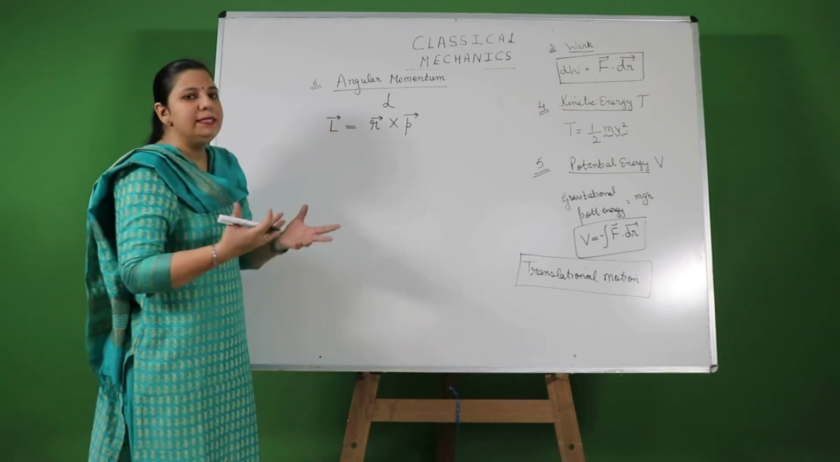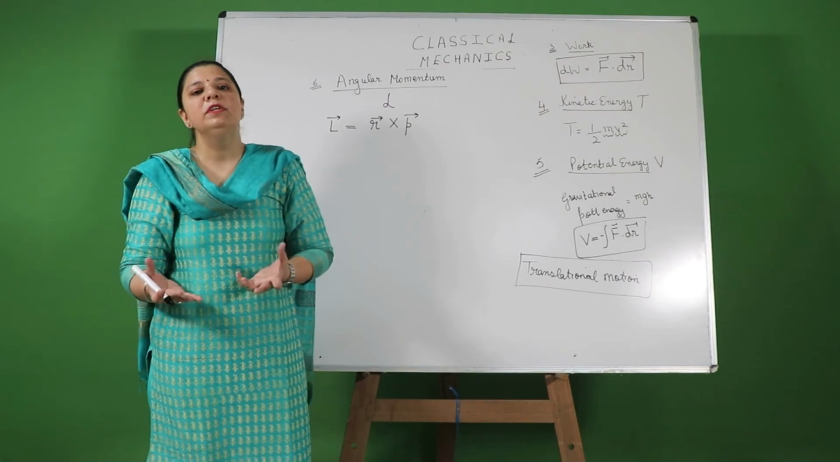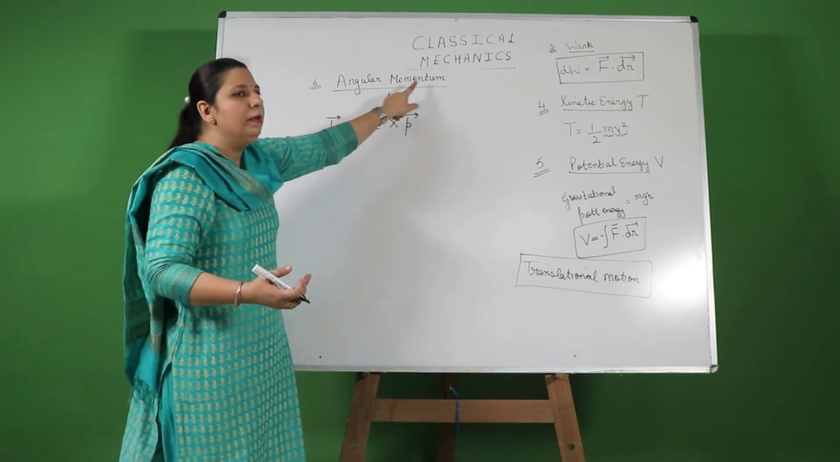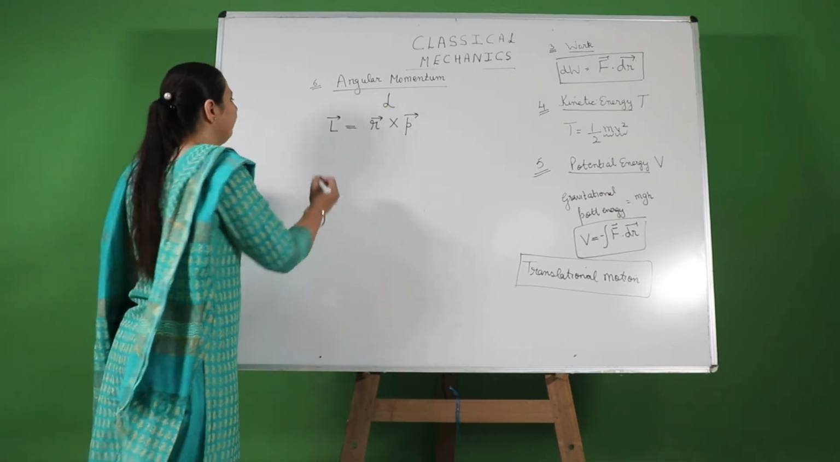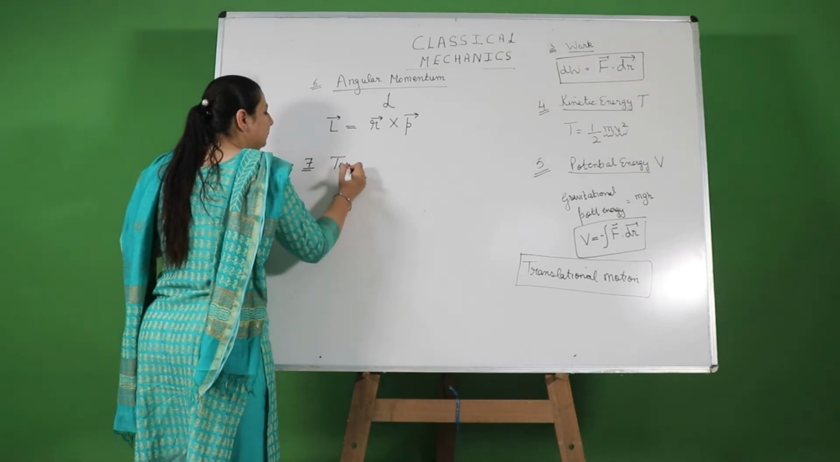So basically what is angular momentum? It is the moment of momentum, or in simple words we can say the momentum in rotational motion is angular momentum L. Okay. Then the next quantity is torque.